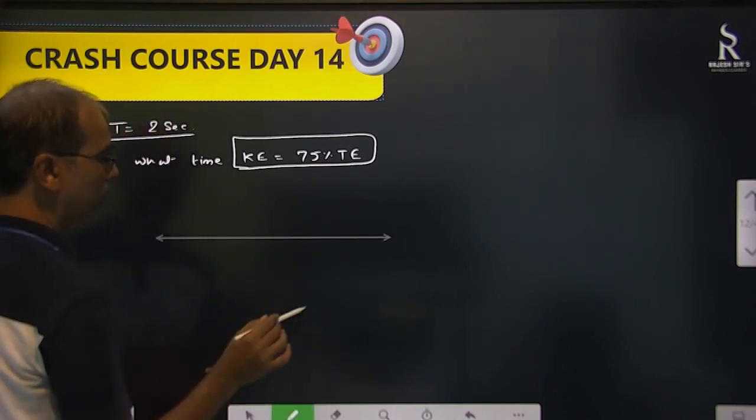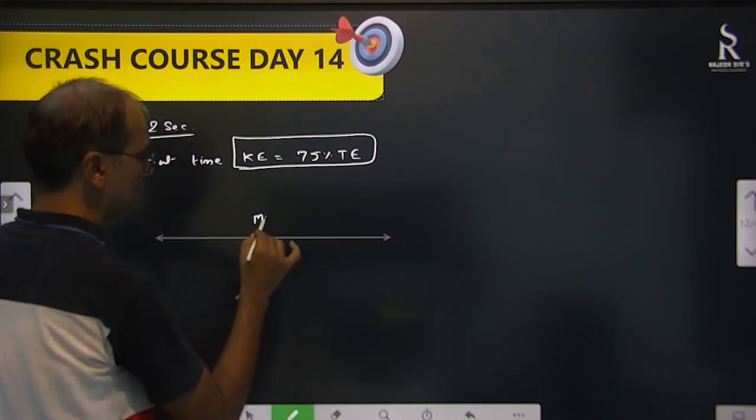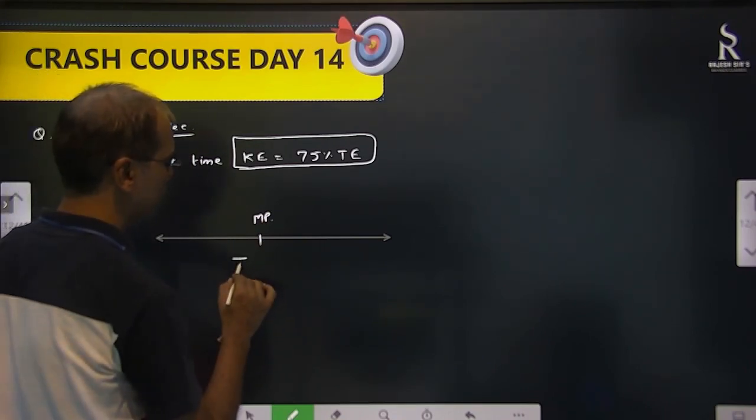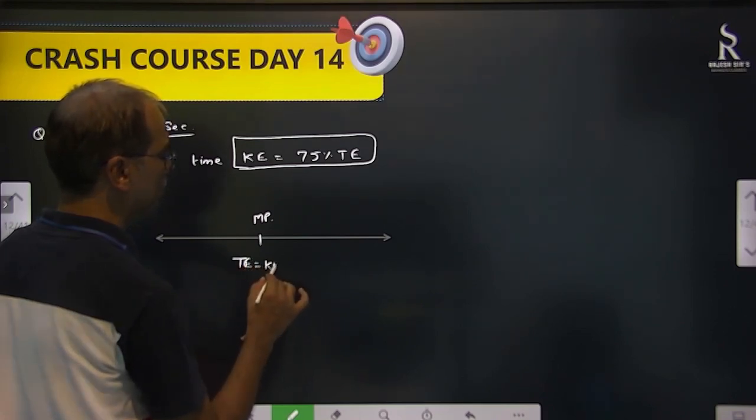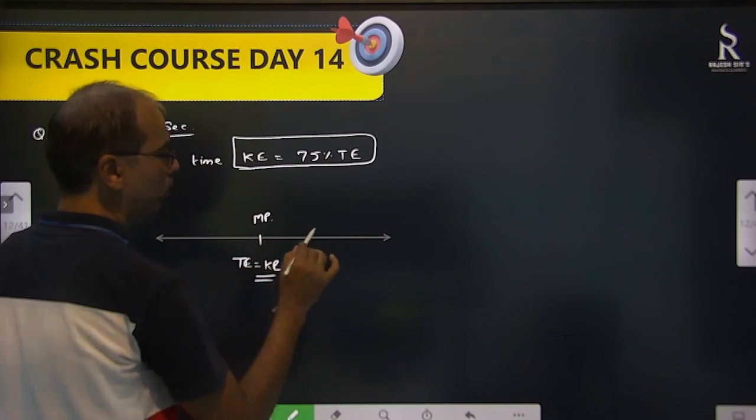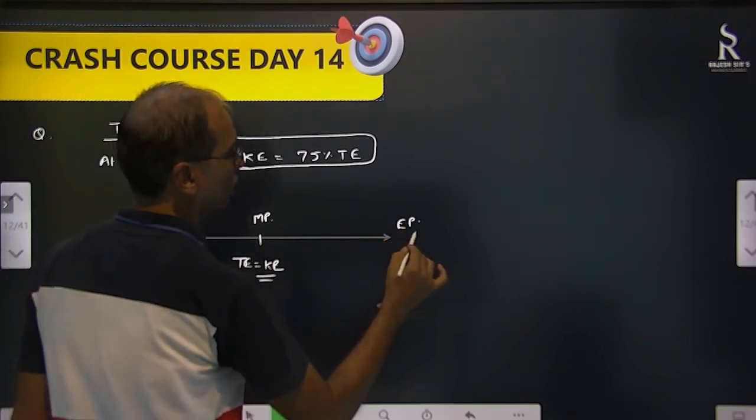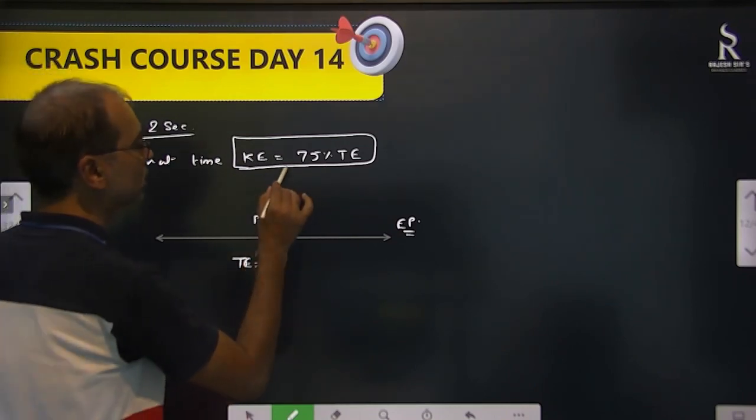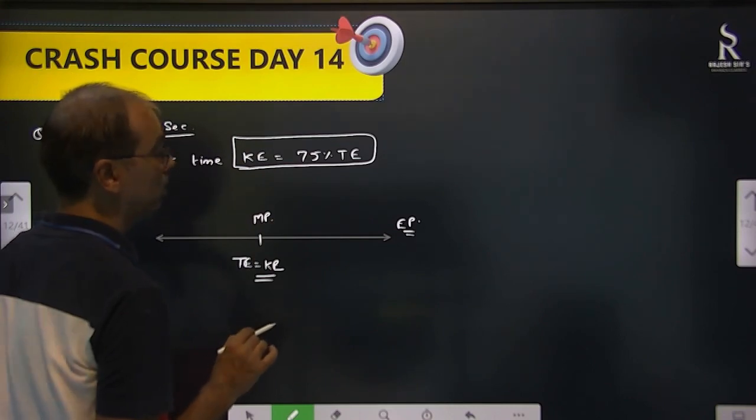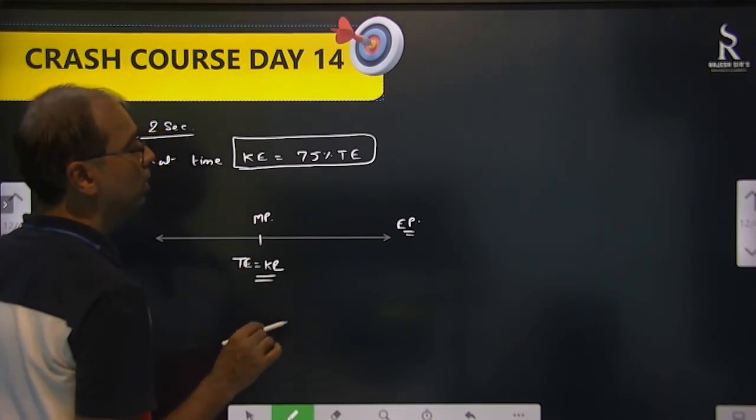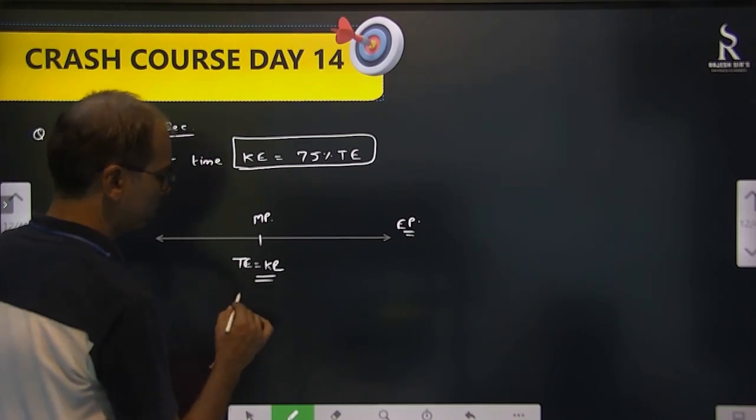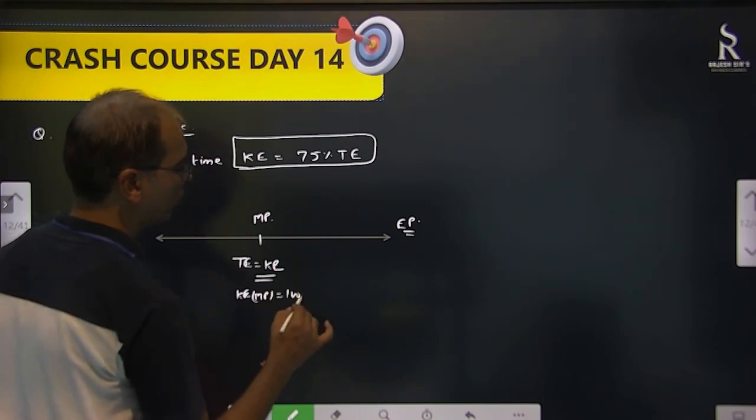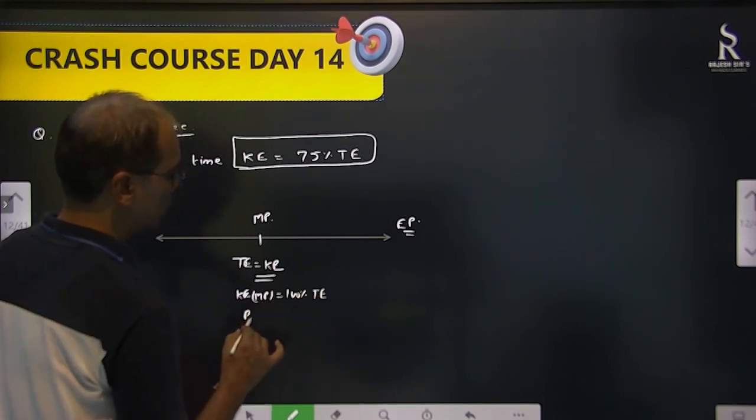So this is how our particle is doing SHM. This is the mean position. And at the mean position, what do we have? Total energy is kinetic energy. As you move towards the extreme, kinetic energy starts converting into potential energy. So here he says kinetic energy is 75% of total energy. That means here it is 100. Kinetic energy at the mean position is 100% of total energy. Potential energy at the mean position is 0.